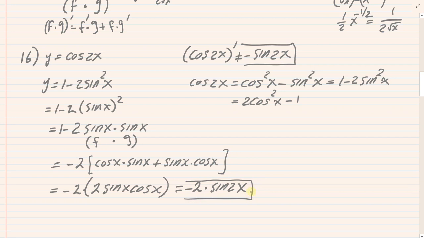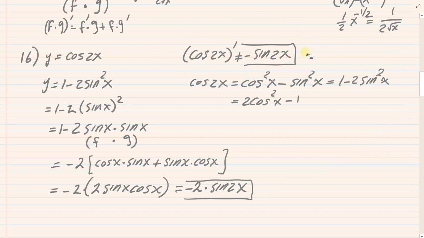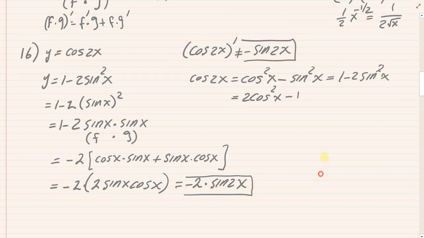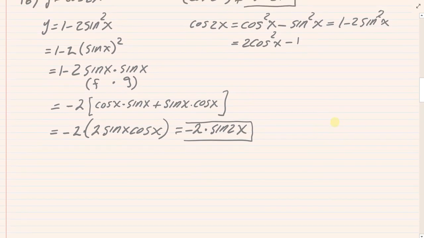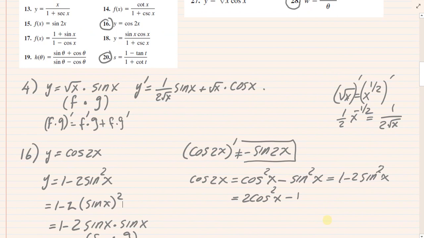Okay. Now compare this with that answer that we were going to get just off of derivative of cosine being negative sine. So you see similarities, almost correct, but there's a 2 in front. You see that? Which is up here. This doesn't have it. So that's why we had to go through the process that we did, the way we did it. And there you go. That's number 16 for you. Now let's take a look at number 20.